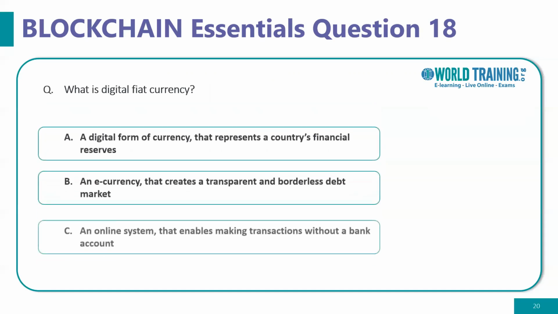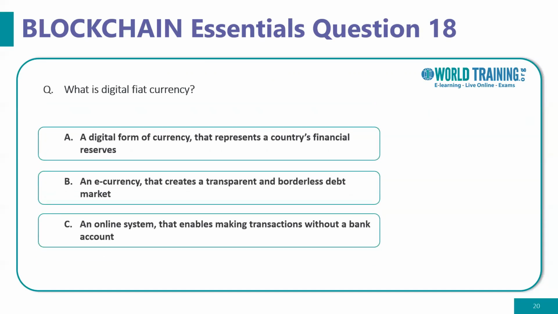So now let's look at question number 18. What is a digital fiat currency? Option A is a digital form of currency that represents the country's financial reserves. Option B is an e-currency that creates a transparent and borderless debt market. And option C is an online system that enables making transactions without a bank account.